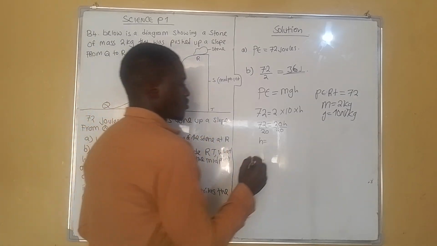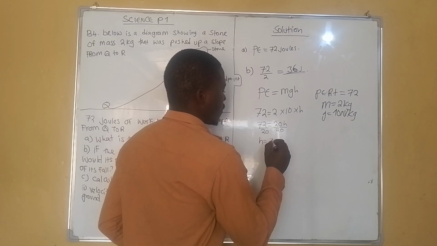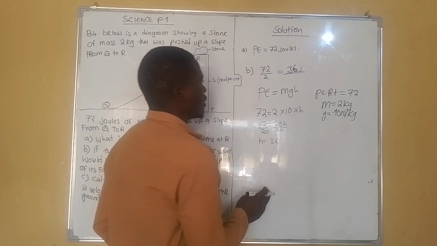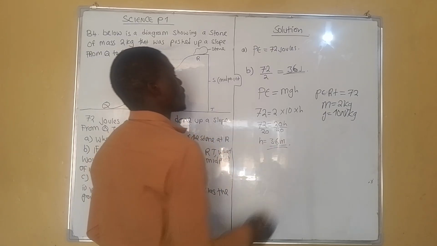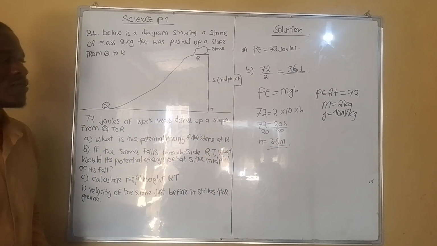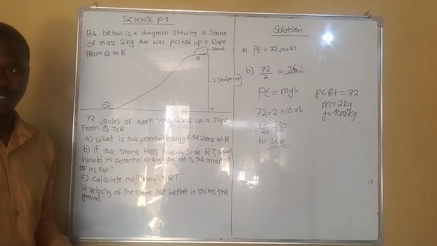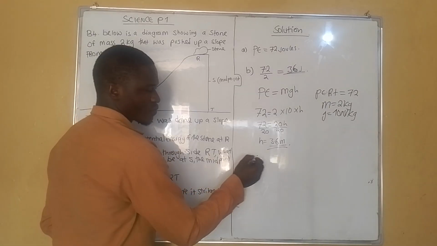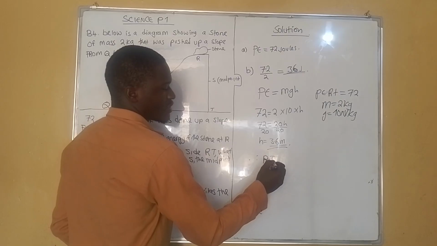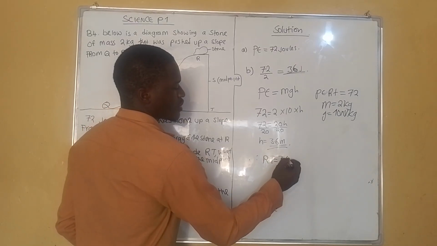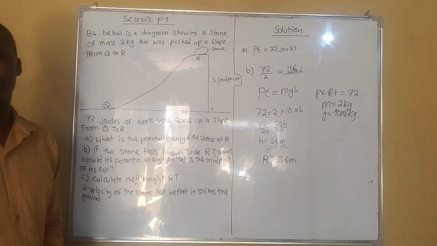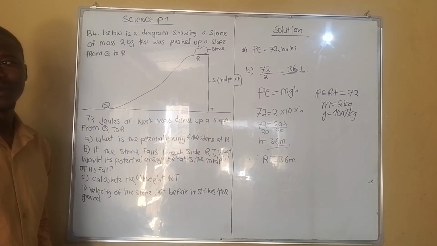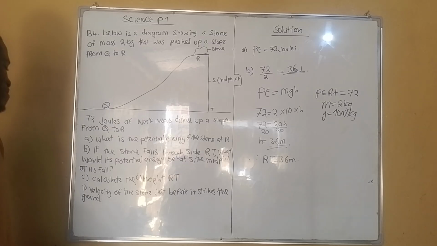3.6. 3.6 centimeters or meters? Meters. So this is the height from R to T. So you can say therefore the height RT is equal to what? 3.6 meters. Is it okay? Questions? Okay.